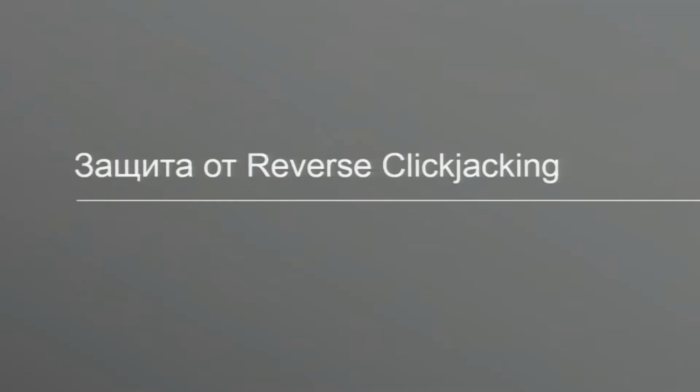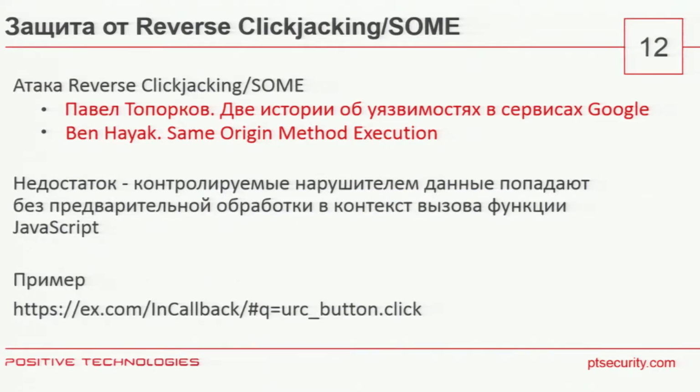Now let's proceed to the protection against reverse clickjacking, which is a pretty new type of attack, and we should distinguish two works here. Two studies by Pavel Toporkov and Ben Hayak. Despite the fact that two different terms are used here, it is virtually the same. The main characteristic of the presence of vulnerability is the control by the attacker of JSONP endpoint functions.